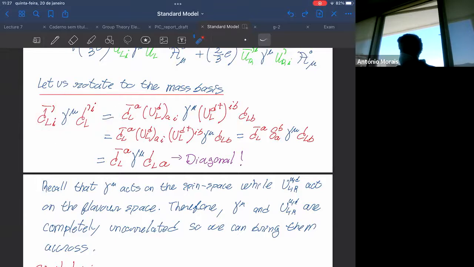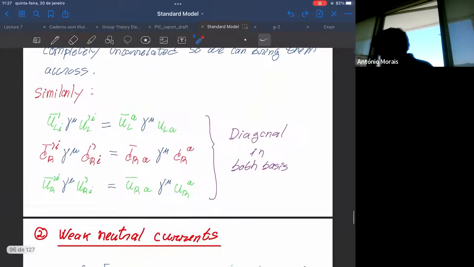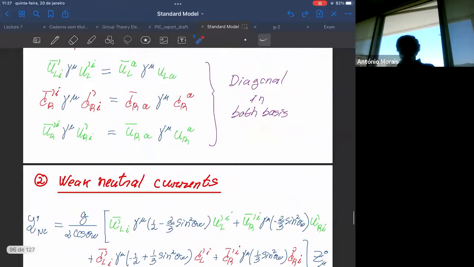If you start off with a diagonal thing, and you apply the rotation to the mass basis, you don't destroy the diagonal character when you are in the physical basis. So this is to say, the electromagnetic currents that you measure are diagonal in the mass basis, which is quite convenient. Right, what about weak neutral currents?